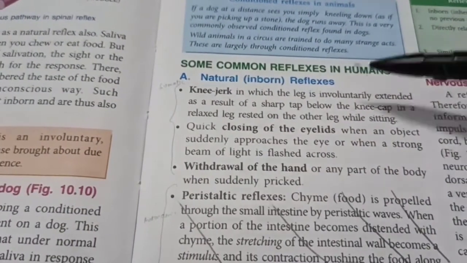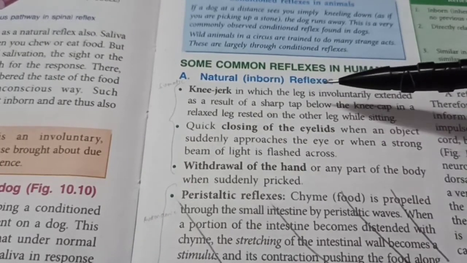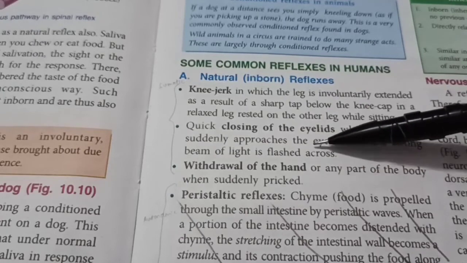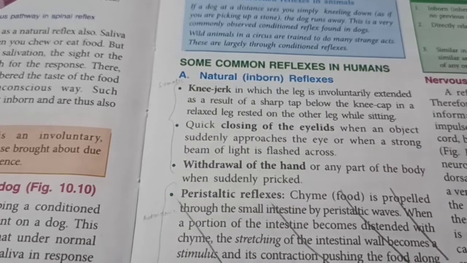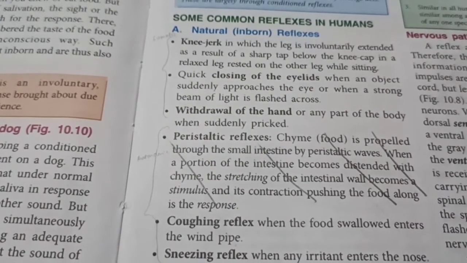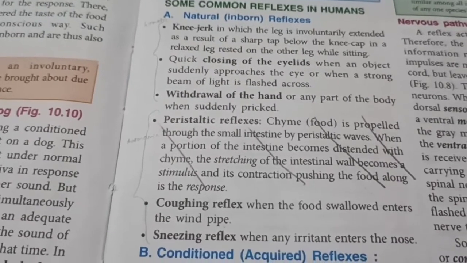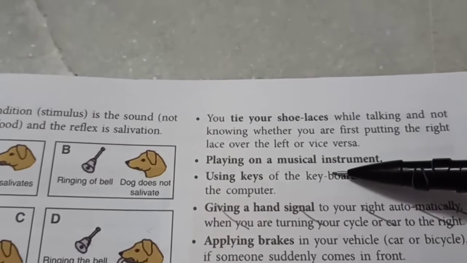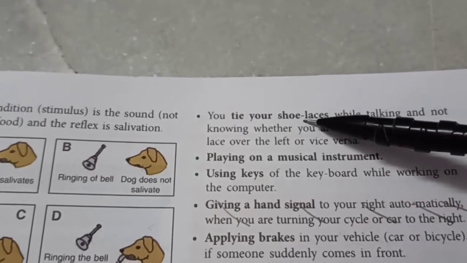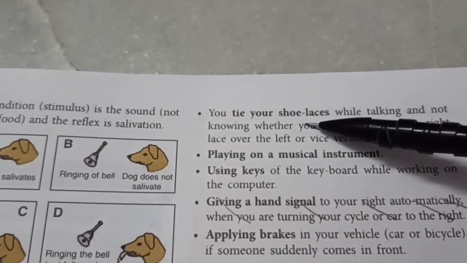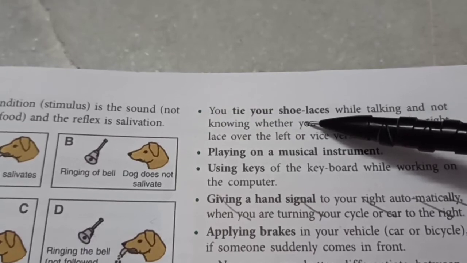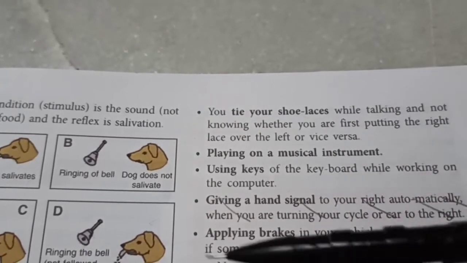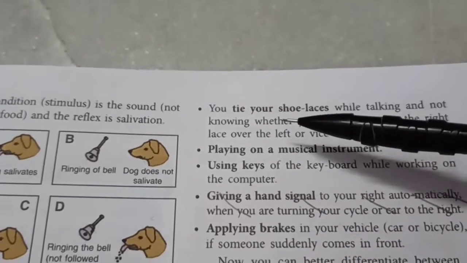Some other natural reflexes are knee jerk, which doctors often use to check your reflex. Even the closing of the eyelids and withdrawal of the hand. Conditioned reflexes examples would be applying brakes or playing a musical instrument without even looking at it, like the guitar once you're a pro, or tying your shoelace without even looking at it. When you were a kid, you used to sing songs like Over the Mountain, Into the Valley while tying the knot. But now you don't have to do that.